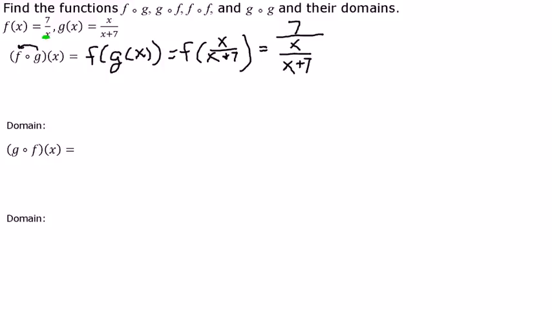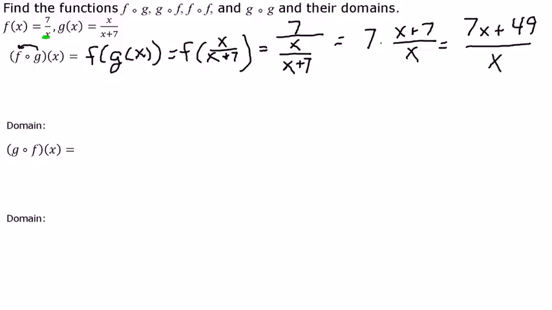So this is a complex fraction. We can simplify it by inverting and multiplying. The 7 multiplies times x plus 7, so we have 7x plus 49 divided by x. So that is the composition.